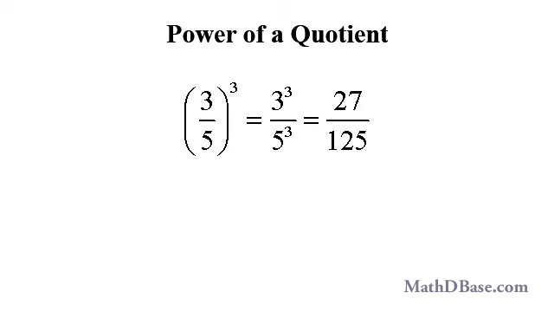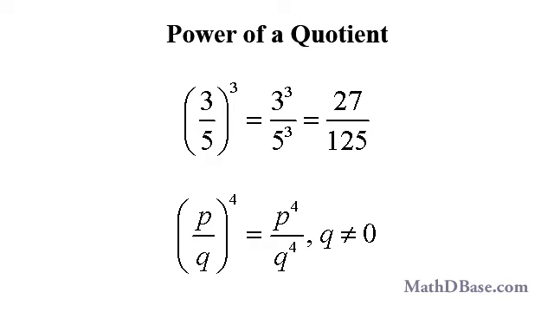As an example, (3 over 5) cubed is equal to 3 cubed over 5 cubed, or 27 over 125. More generally, (p over q) to the fourth is equal to p to the fourth over q to the fourth, provided that q is not equal to 0.